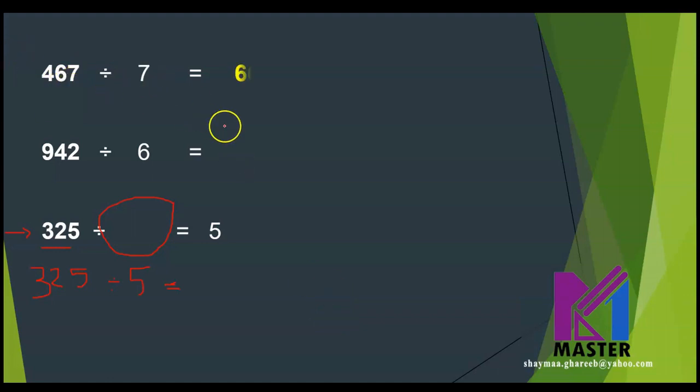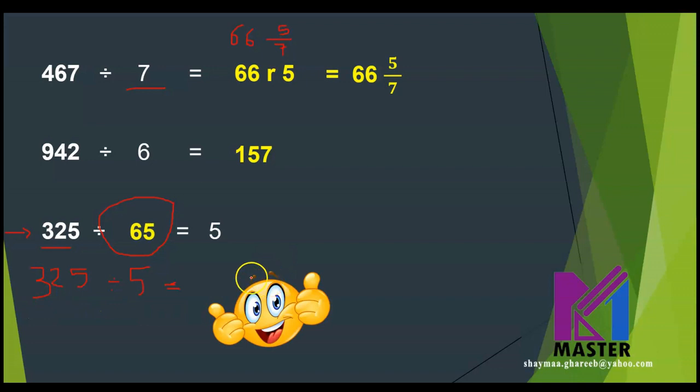467 divided by 7 equals 66, remainder 5. And how to write this as a mixed number? 66, where to write the remainder, up, what to write down, the divisor, 5 over 7. So it will be 66 and 5 over 7. 942 divided by 6, the answer will be 157. 325 divided by what gives 5? I'm going to divide the 325 by 5, which is 65.